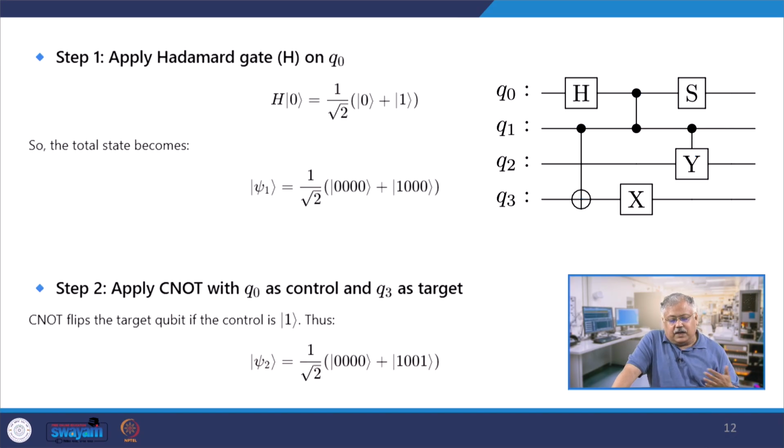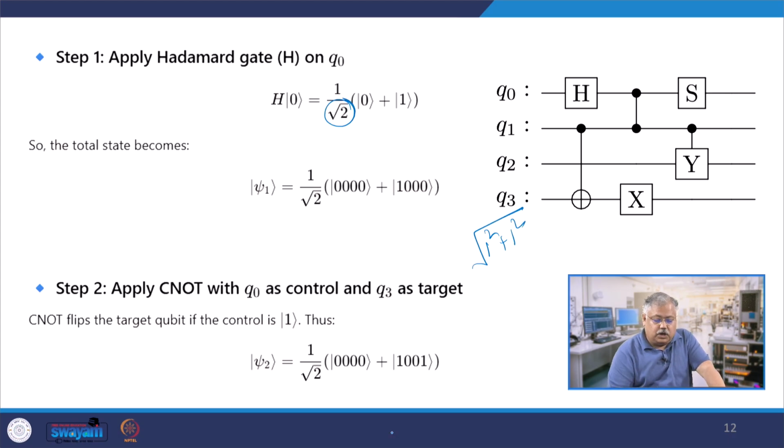Now, let us apply the Hadamard gate on Q0. Q0 was initially equal to 0. So, H of 0 equals 1 by root 2, 1 by root 2, because it is root over 1 square plus 1 square, that is root over a square plus b square, and that comes out to be root 2 here. So, the total state becomes 1 by root 2 times the initial state 0 0 0, and then you finally get 1 0 0 as the final state.